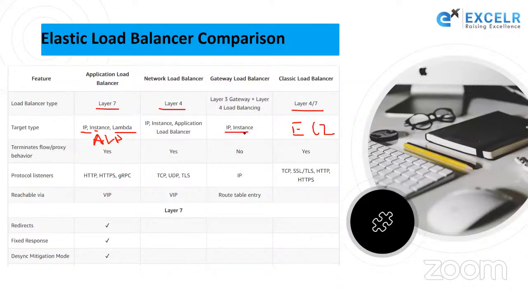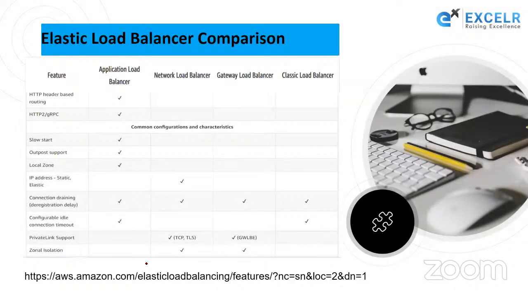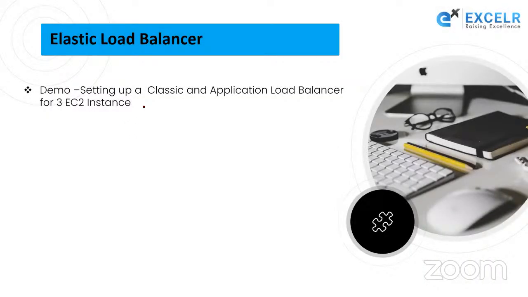Here you can have an IP or an instance, EC2 instance, as a target group. Then there are various features which you can find on this link, which I have just shared here, and you can look at the details about it. Fine. So let us go and do a practical of this load balancer.